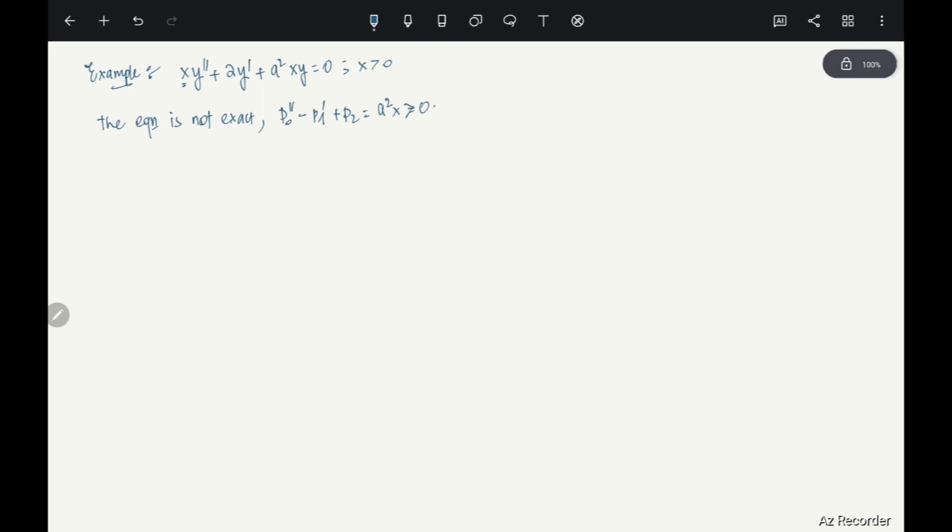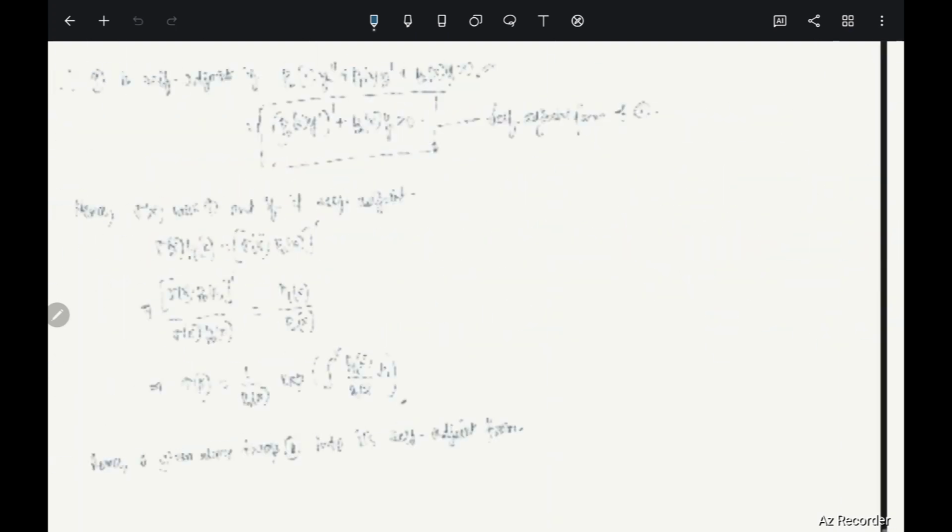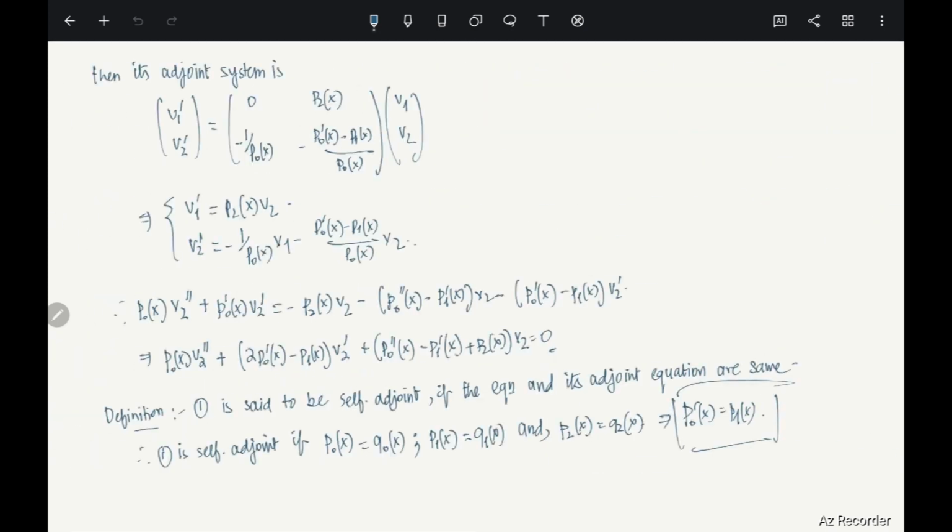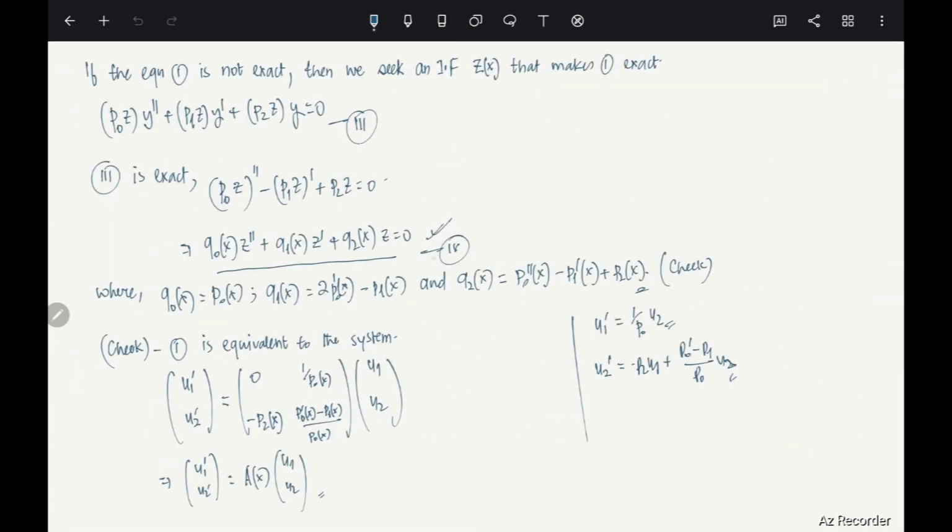And what about its adjoint? What is the adjoint equation? It is given by x z double prime minus 2 z prime plus a square x z. That's the adjoint equation. Where did I write it? This one, the 4. 4 is the adjoint equation.